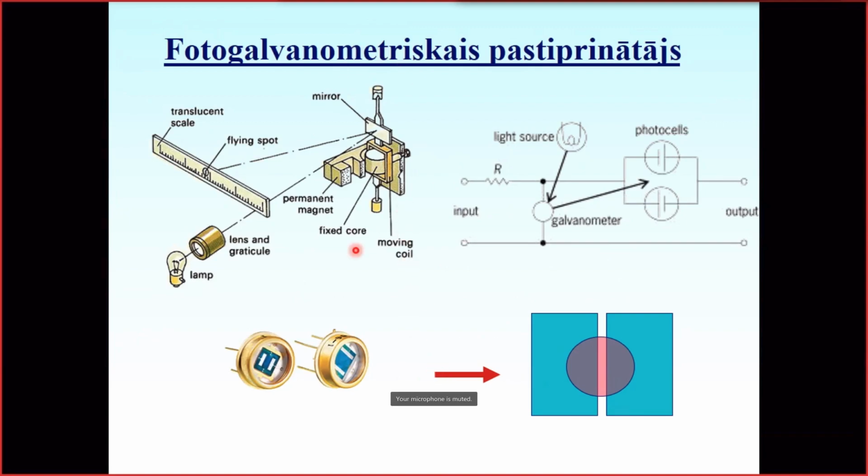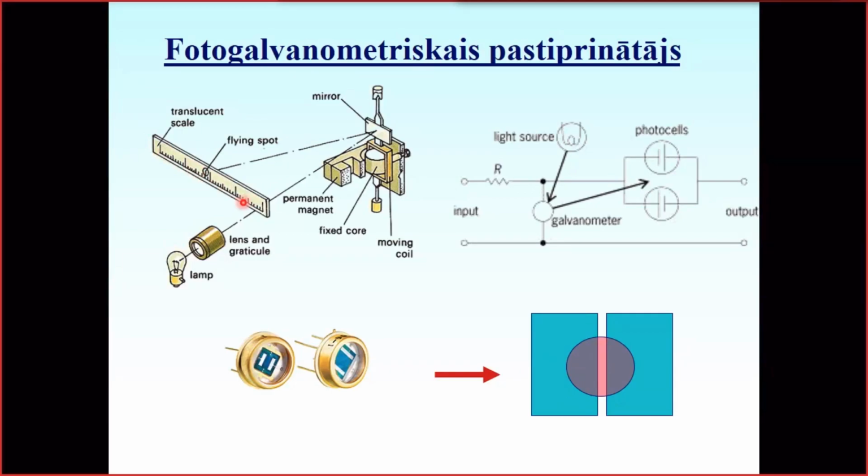So the photogalvanometric amplifier is a magnetoelectric device with a permanent magnet with a fixed core and a teeny moving coil, and this coil is sprung too. It has two springs that keep it in a constant place, but it has no index. It has a mirror attached instead of an index. In the very first photogalvanometric amplifiers, the light beam was directed to the mirror and reflected onto a translucent scale, where the light spot indicated the readout.